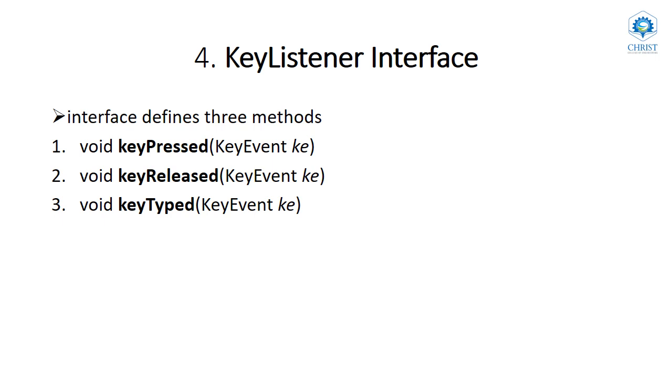So if you want to handle an event, the first thing we have to do is register the listener with our program and implement the listener. Then automatically, when an event occurs, the corresponding method will be invoked.